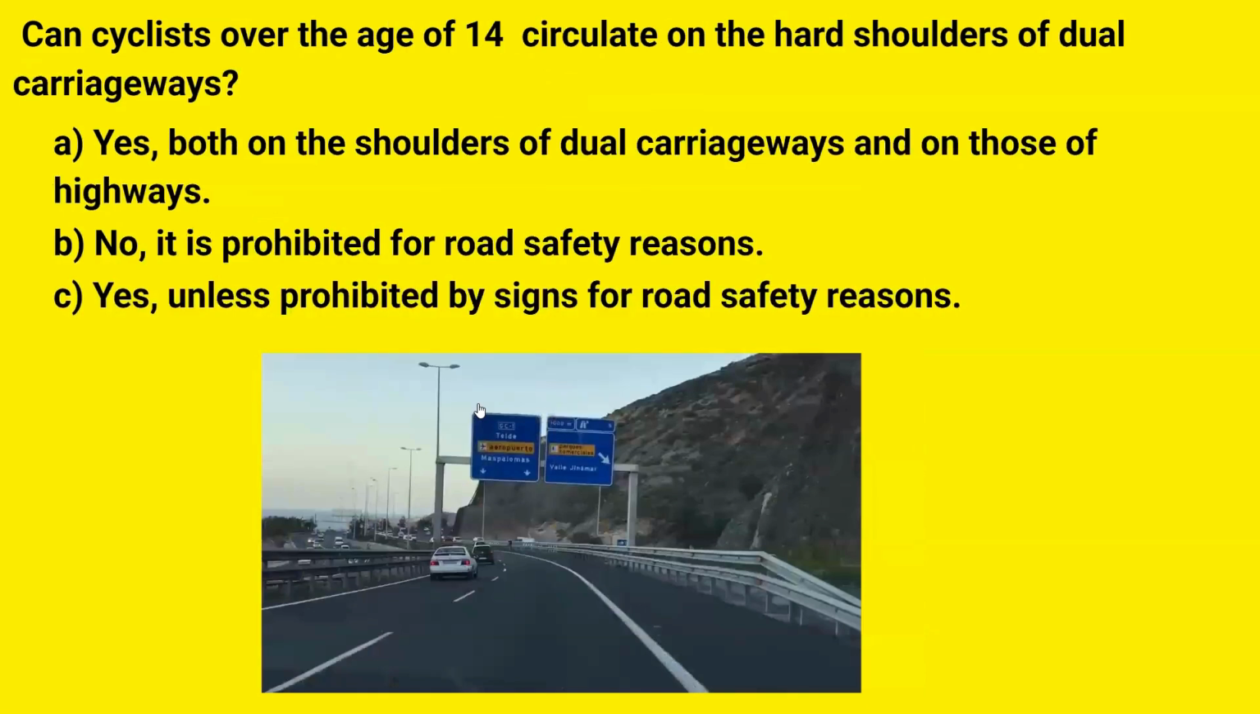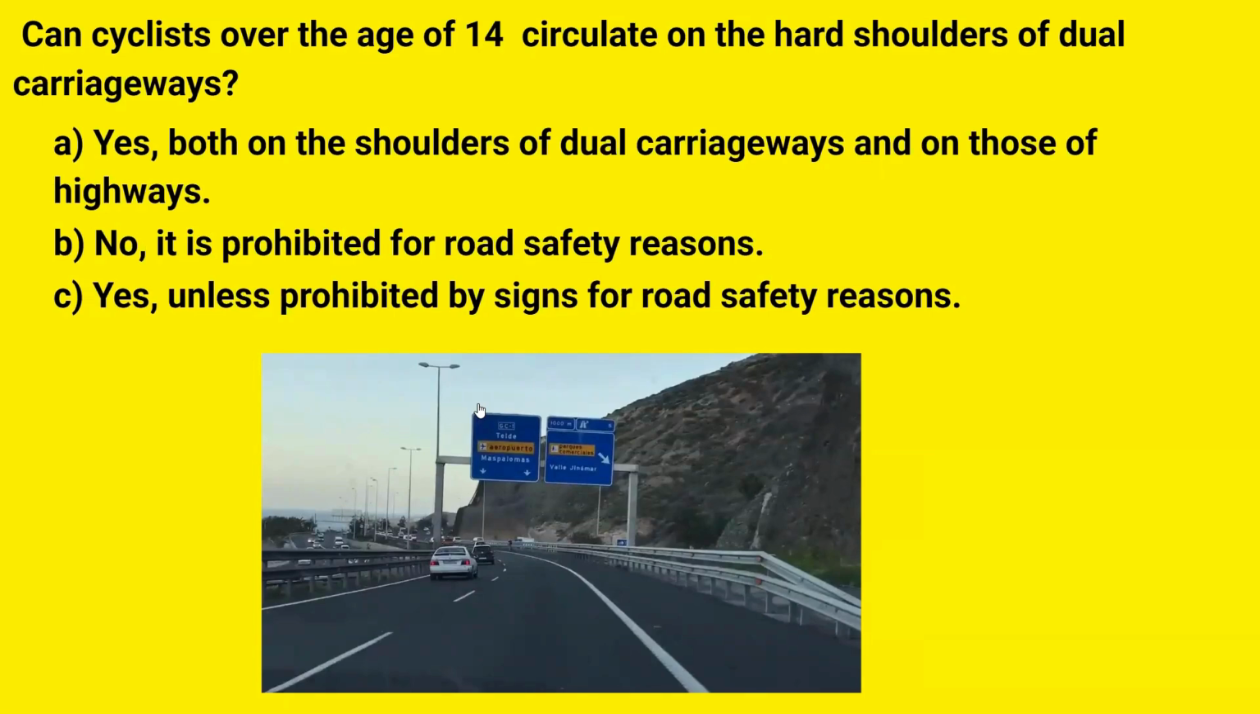Next question. Now, to make your concepts clear, I have kept both the questions in the same episode. Can cyclists over the age of 14 circulate on the hard shoulders of dual carriageways? Option A, yes, both on the shoulders of dual carriageways and on those of highways. B, no, it is prohibited for road safety reasons. C, yes, unless prohibited by signs for road safety reasons.